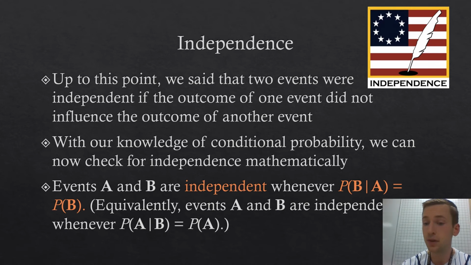So by definition, this is the definition you want to go to now. We say that two events A and B are independent whenever the probability of B given A is equal to the probability of B. In other words, another way to say that is given that B has happened, the probability of A is equal to just the probability of A. And we're going to see an example of this here in just a moment.